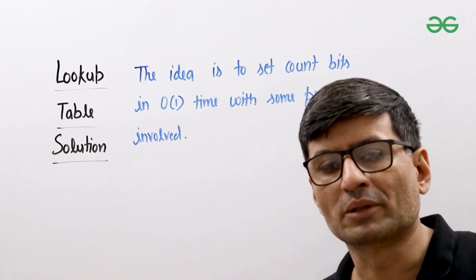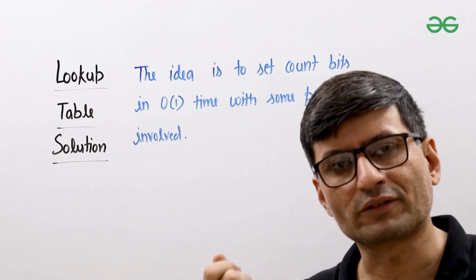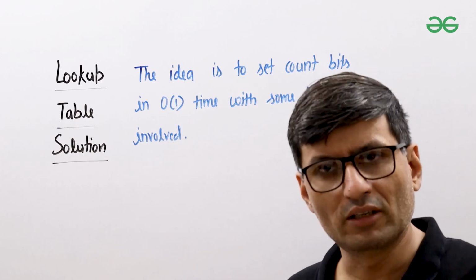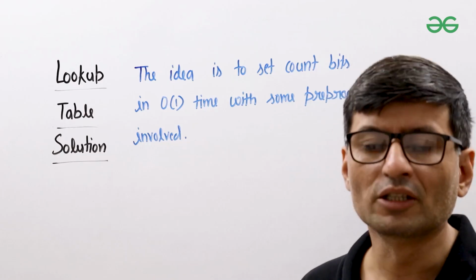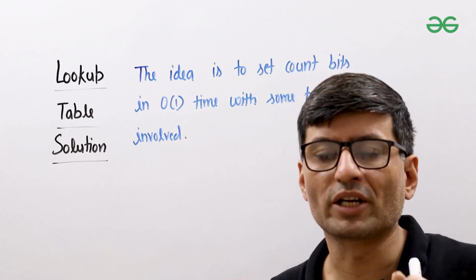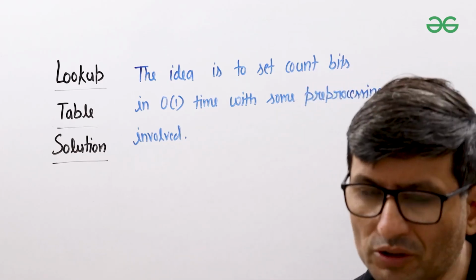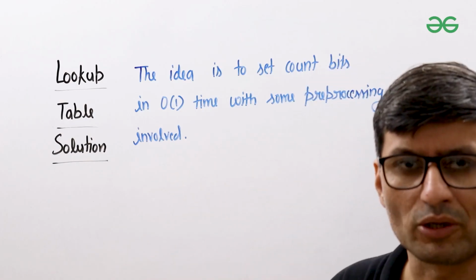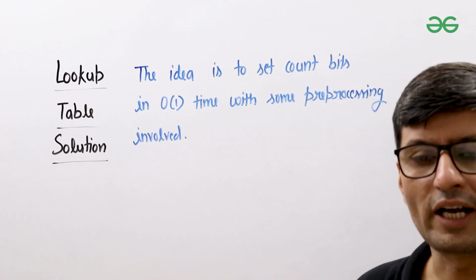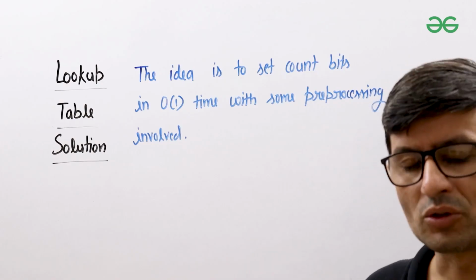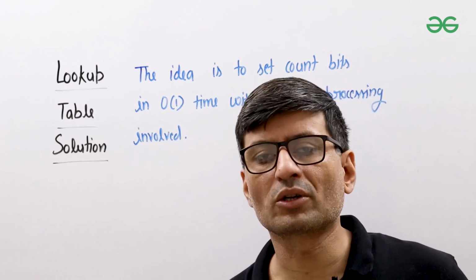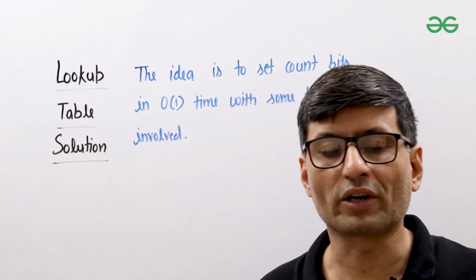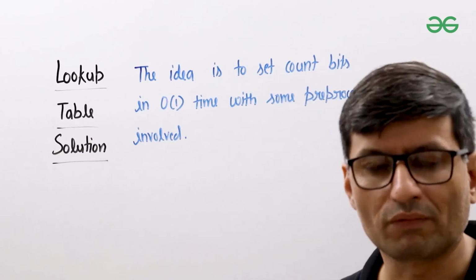So for 32-bit numbers, we are going to create a table of size 256 and we'll do some pre-processing in this table so that we can answer every query in big O of 1 time. So you may pause this video for a moment and think, how will you make a table of size 256, and you will store certain values in it so that you can return count of set bits in any number in big O of 1 time.